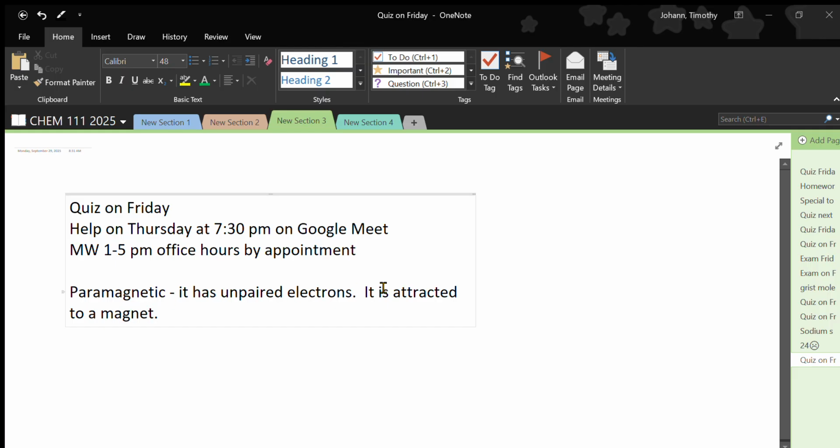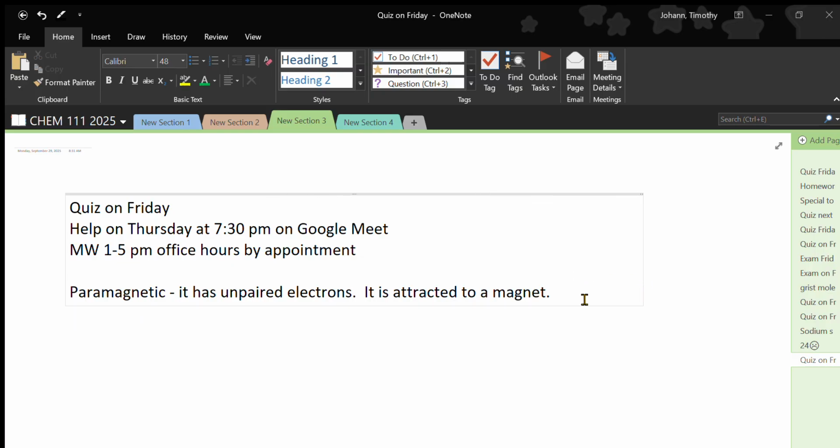Okay, this is not a magnet itself, which is what happens with ferromagnetism, which is something different. If it doesn't have unpaired electrons, we call it diamagnetic. Okay, it has no unpaired electrons, and it is slightly repelled by a magnet.